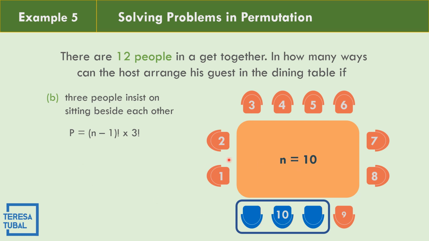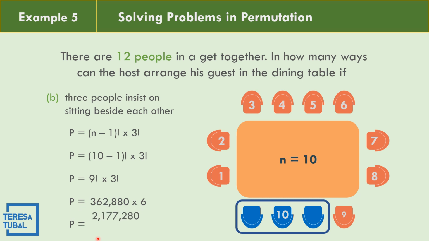So let us replace n in the given equation. P is equal to the quantity 10 minus 1 factorial times 3 factorial. 10 minus 1 is 9 factorial times 3 factorial. And 9 factorial is 9 times 8 times 7 times 6 times 5 times 4 times 3 times 2 times 1. If we multiply those numbers, the answer is 362,880 times 3 factorial, that is 3 times 2 times 1, which is equal to 6. So 362,880 times 6 is equal to 2,177,280 ways.